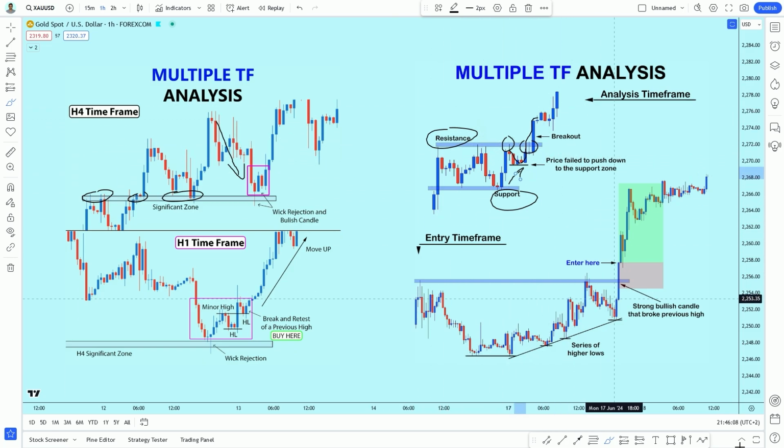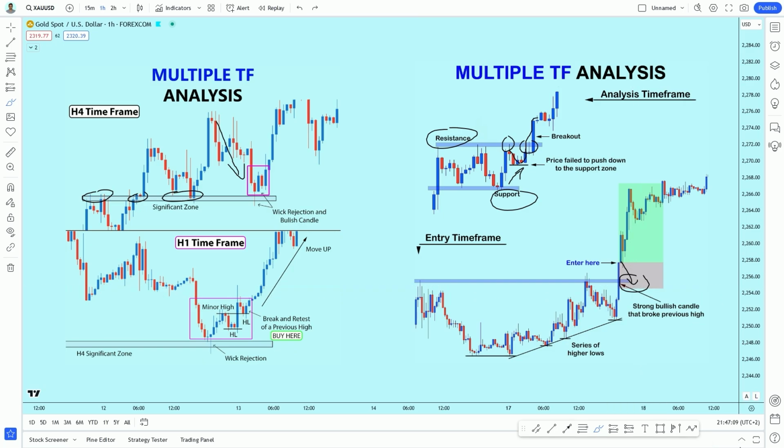And on a lower time frame, if we analyze this, we will see that price formed a series of higher lows and then formed this massive bullish candlestick that broke our resistance. And now you can enter after this massive bullish candlestick. Of course, you can be patient and wait for a retest and then look to enter here once price retests this previous resistance. And this is the general idea of how you can use multiple time frames.